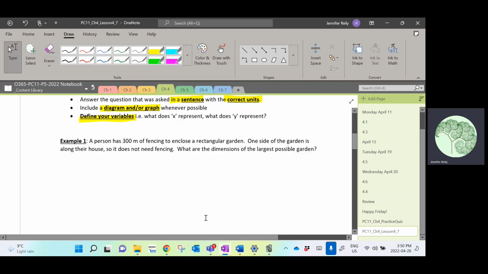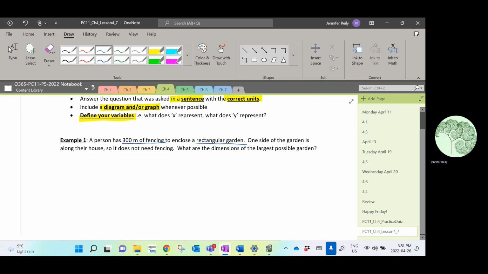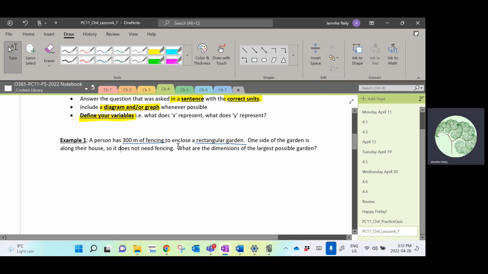All right, so the first type of question that we're going to be seeing here is when we are trying to minimize or maximize a certain quantity. So here's a typical example. It's a classic sort of fence question. It says a person has 300 meters of fencing to enclose a rectangular garden. One side of the garden is along their house, so it does not need fencing. What are the dimensions of the largest possible garden?